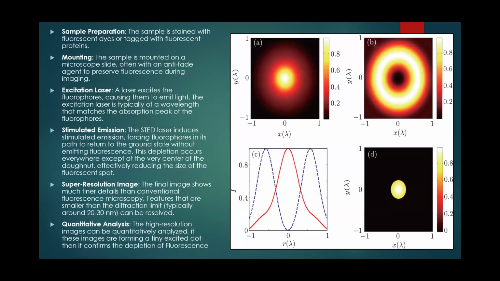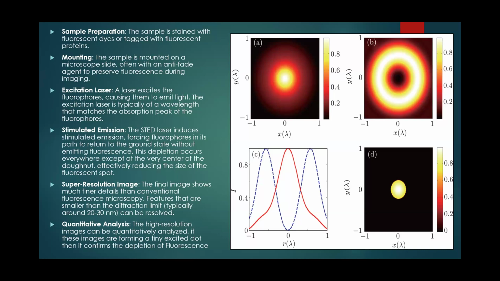So these are the methods involved. First we use a fluorescent dye. This is mounted on a microscope. Then we pump the diode laser, which causes the excitation. At the same time, we pump using an STED laser. This causes the de-excitation, but with less fluorescence. And finally, we obtain an image that is an excited spot on the photodetector, which is detected by an oscilloscope.